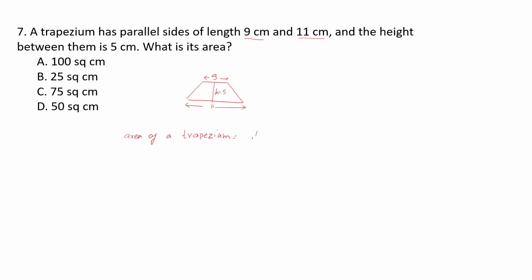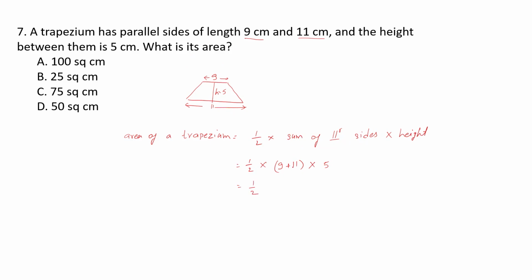1 by 2 into sum of parallel sides into height. That is how we write it. Okay, so 1 by 2 into sum of parallel sides. Parallel sides ka sum means 9 and 11. 9 plus 11 into height. Height is given to be 5.